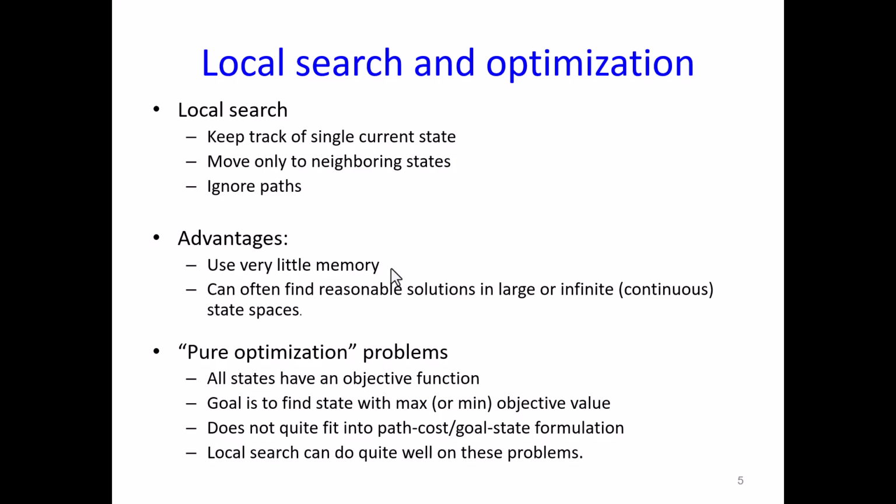Reasonable solution, okay? Pure optimization problem, okay? All states have an objective function. The goal is to find the state with max objective value. It does not quite fit into the path cost or goal state formulation, that kind of structure we have seen earlier. Local search can do quite well on these problems, however.